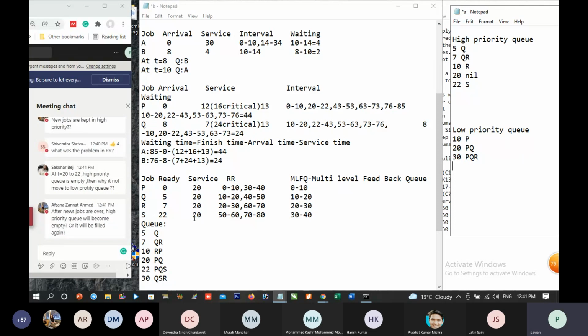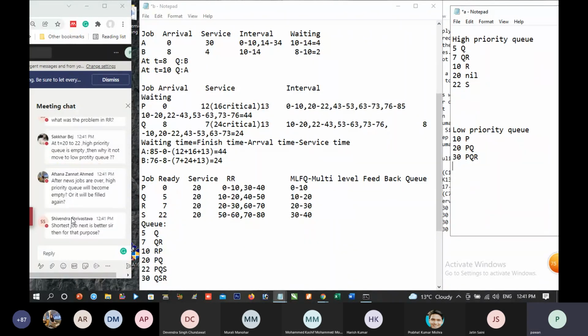You see, at time t equal to 20 to 22, the high priority queue is empty, but the execution of job R is going on. Is it correct? Then why come to the low priority queue? Some other new job can be put in high priority, Sekhar. No. If more new jobs come, then again the high priority queue will be filled.